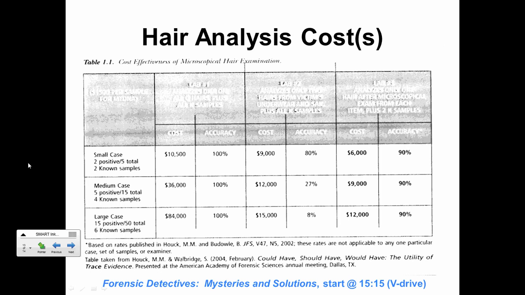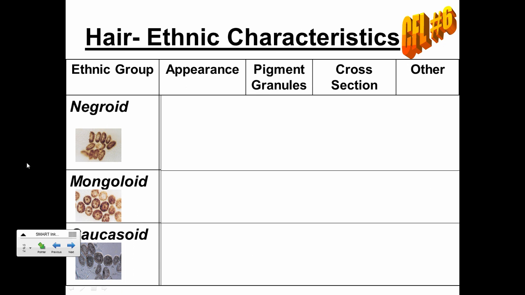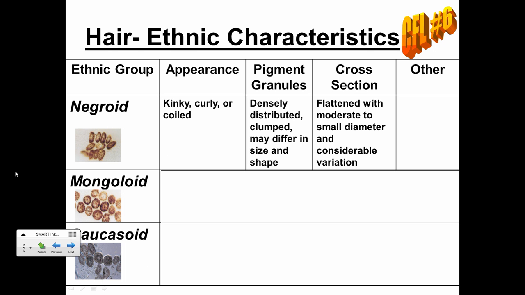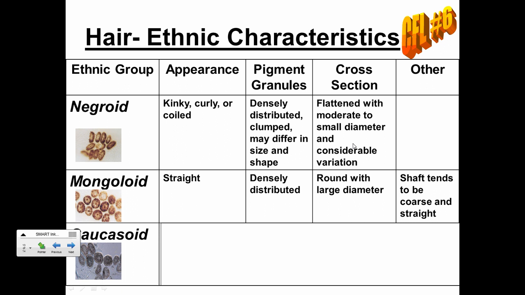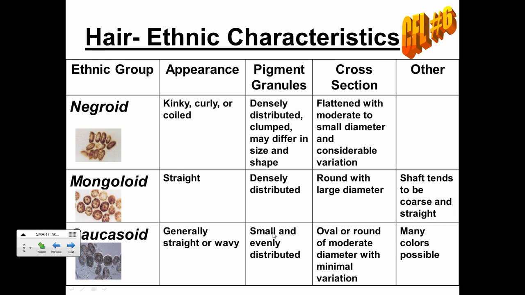All right, then the last thing we've been talking about is some of the ethnic characteristics of hair. With Negroid, it's typically going to have more of a coiled appearance. The pigments are densely distributed, but they're going to be scattered throughout. And the cross section is going to be a little more flattened. Whereas Mongoloid, the appearance is typically straight. The pigments are densely and evenly distributed, and the cross section is going to be round. So this picture here, by the way, is showing you the cross section. If you look at the cross section here with Negroid, see what we mean by flattened now? Whereas when you look at Mongoloid, relatively circular. Caucasoid, look at the variations. Some are round, some are oval. With Caucasoid hair, typically generally straight or wavy, they're going to be more evenly distributed pigments, and the pigments are typically smaller, and you're going to get a variation in the cross sections.